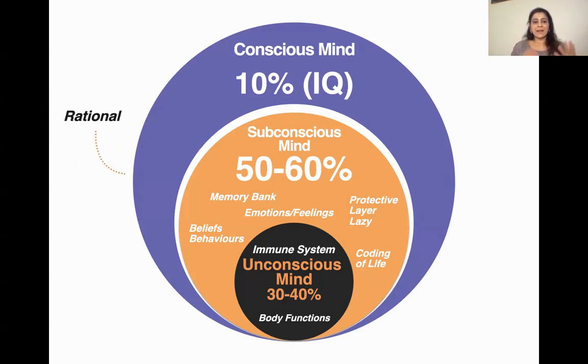This mind is the rational mind. It needs reasons for things. It reasons out things. This is your thinking mind. This is where your thoughts come from, okay? All your thoughts originate here in the conscious mind.